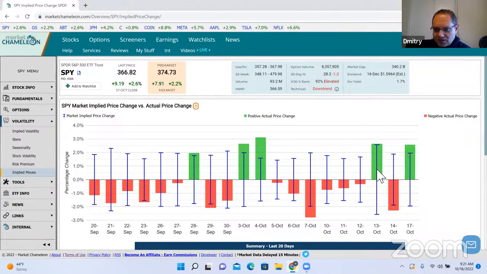Here we could see, I think, is this the CPI number, October 13th? So before October 13th, I think that's when the CPI number came out. We could see implied volatility ran up a little bit in anticipation of that move. And here we could see that the markets were implying a 2.6% move in either direction. Market was up 2.6% that day. That's a kind of a visual here.